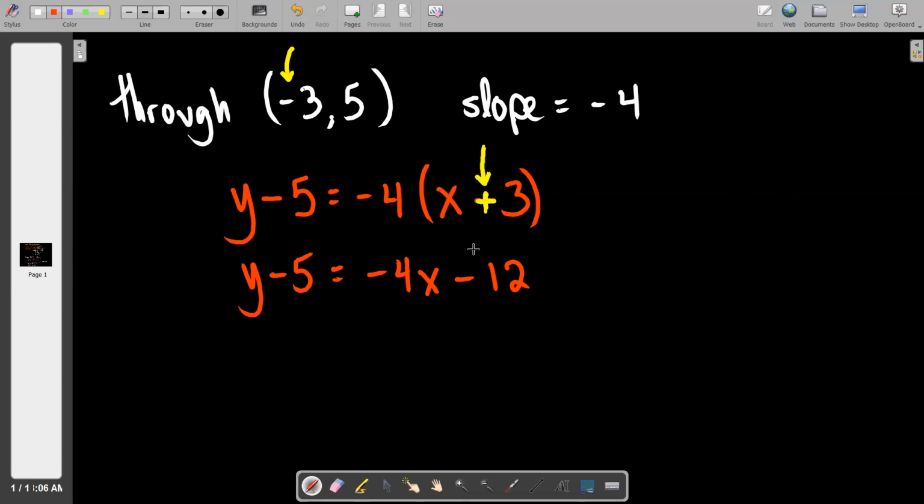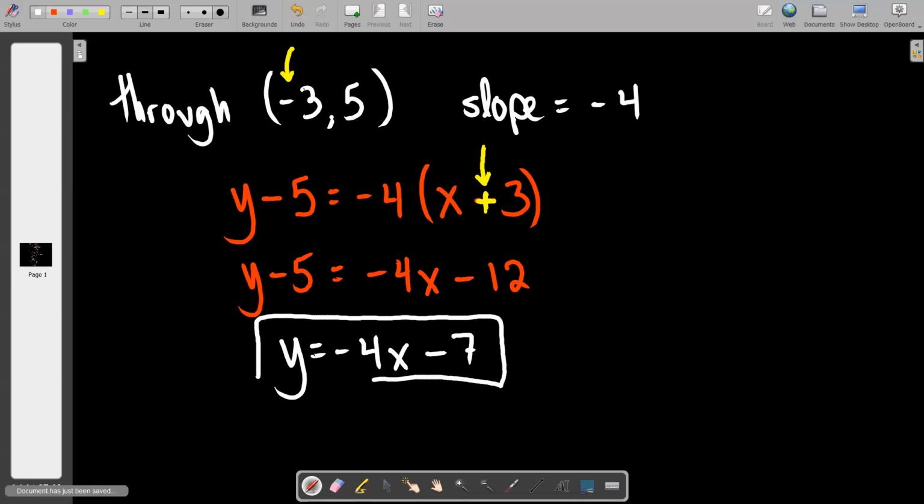It's coming up. And the last step, let's move that 5. So we're going to get y equals negative 4x. And now don't say something crazy like minus 17. Remember, when we add that 5, what do we get? Minus 7. Very good. Finished product right there.